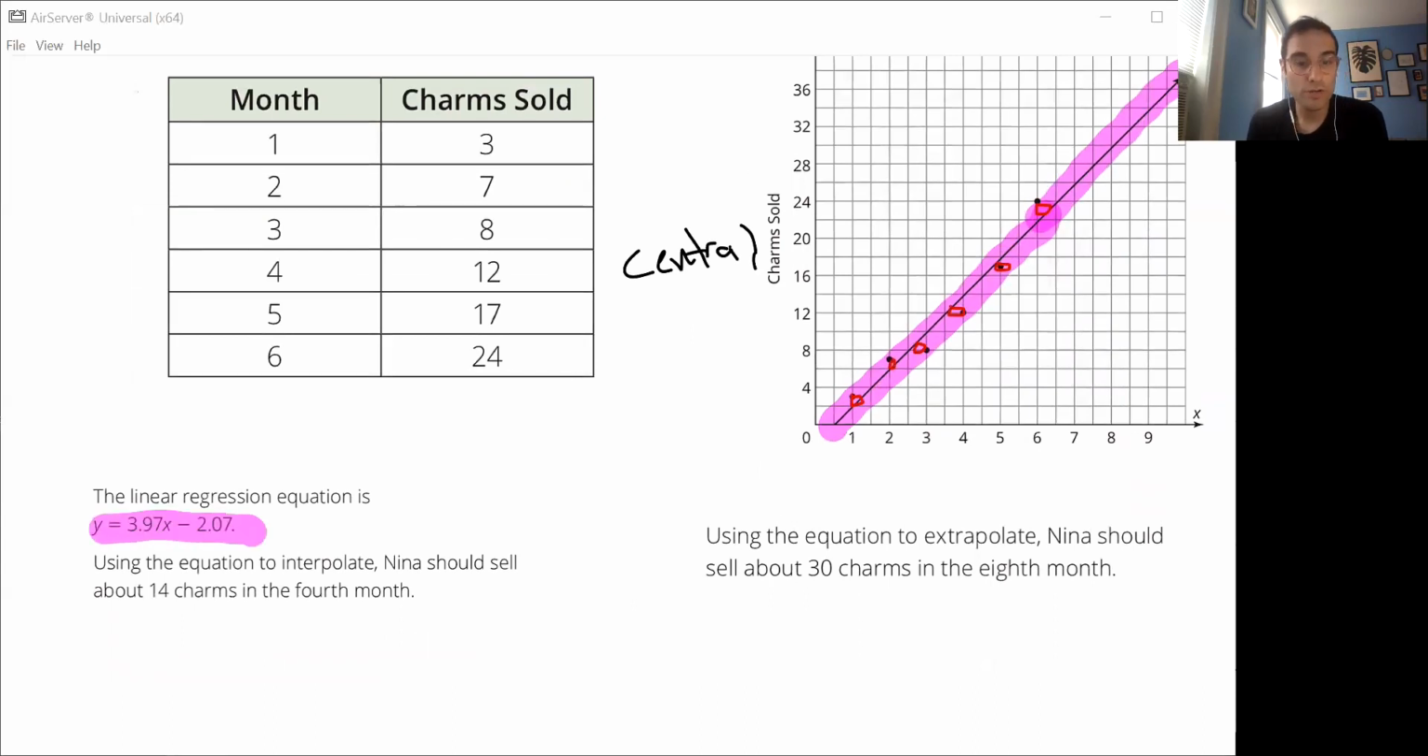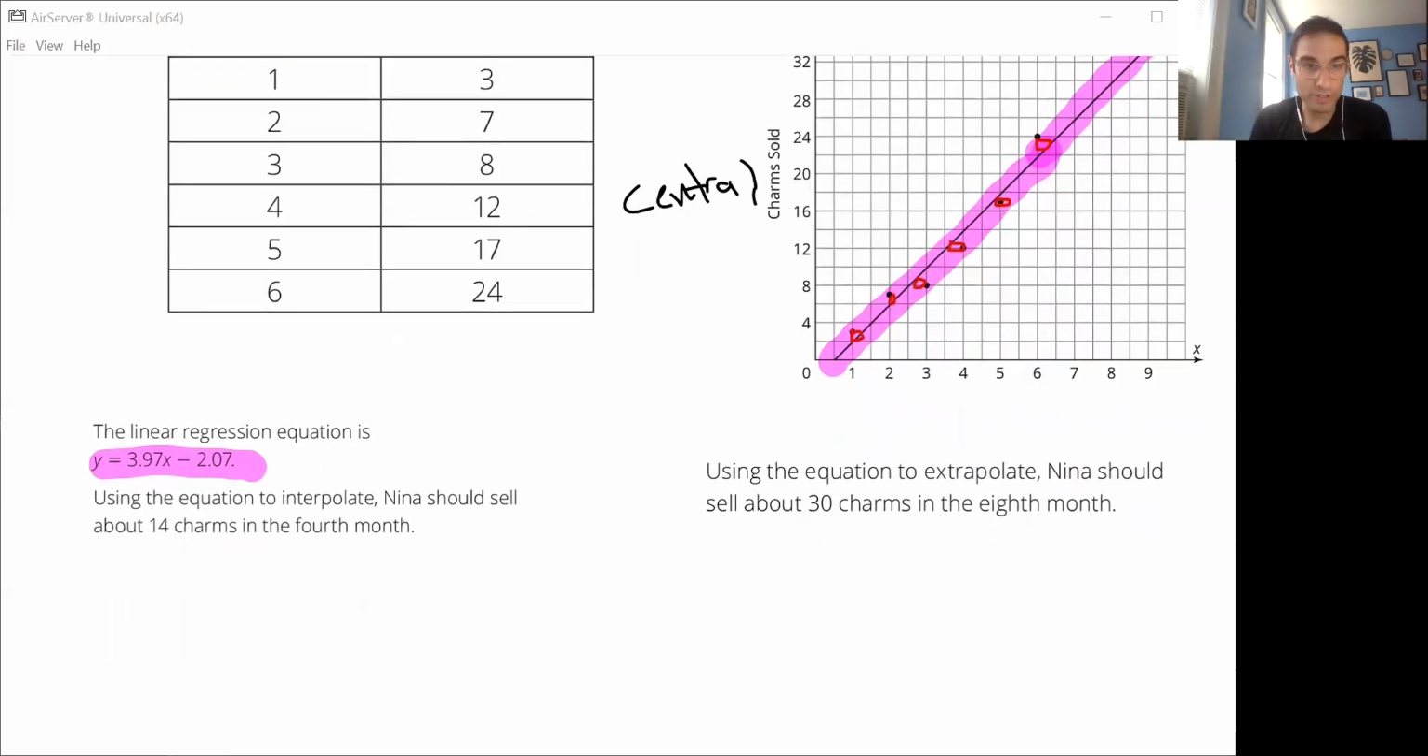And we're going to use this first to interpolate. So we're going to use interpolation if Nina should sell about 14 charms in the 4th month. And interpolation means using the regression line for something within the data set. And we see that 14 charms is within the data set because we predict it's between 4 and 5 months. So let's see how accurate this equation is.